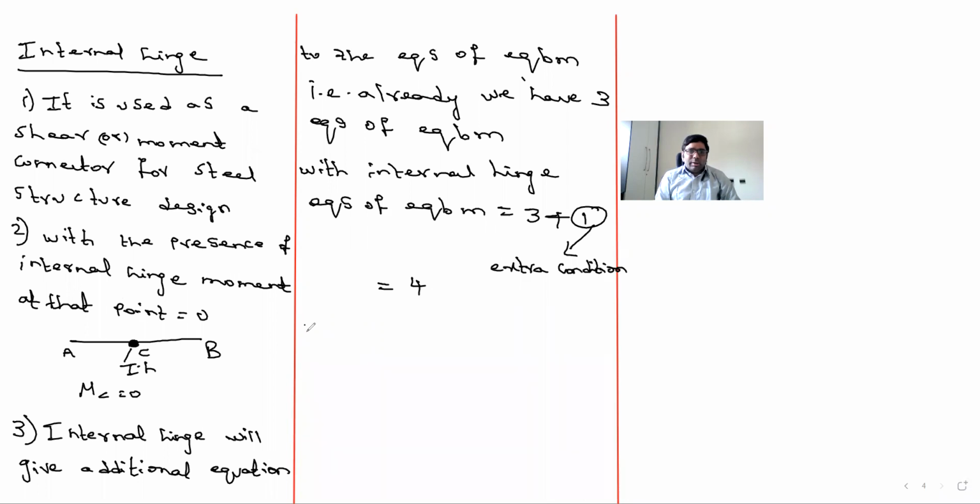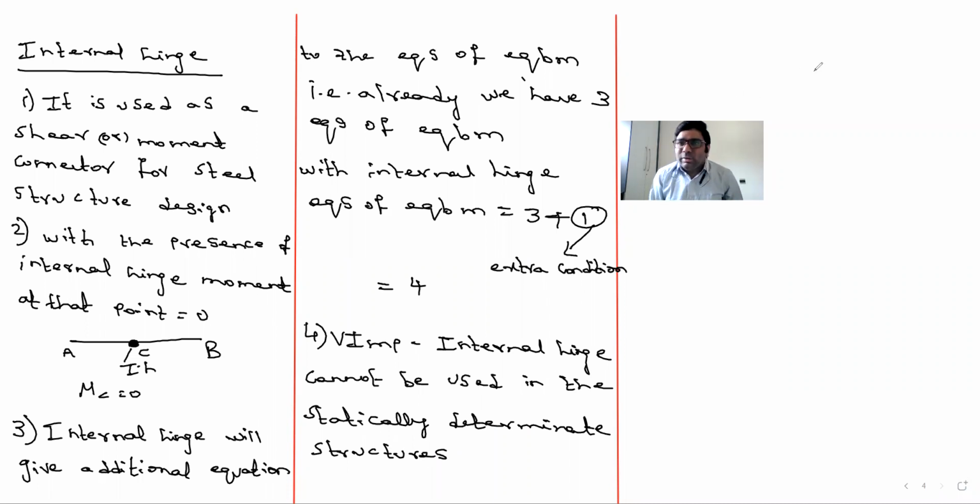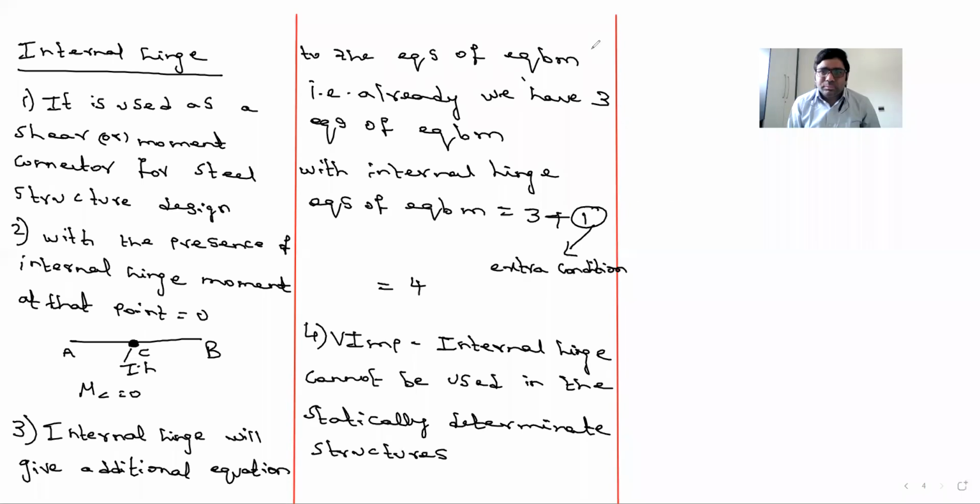Next, a very important point: an internal hinge cannot be used in statically determinate structures. Correct, no? Because, for example, I will show you one simple example.